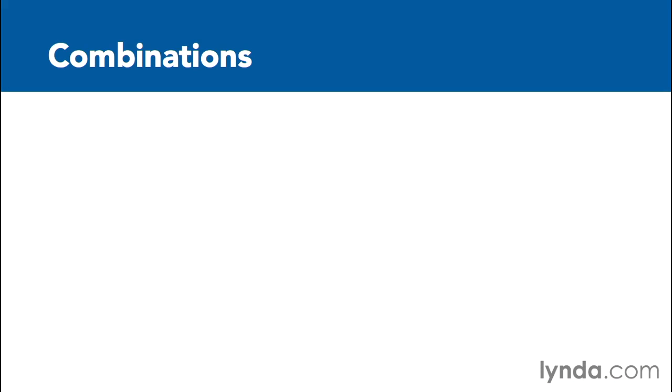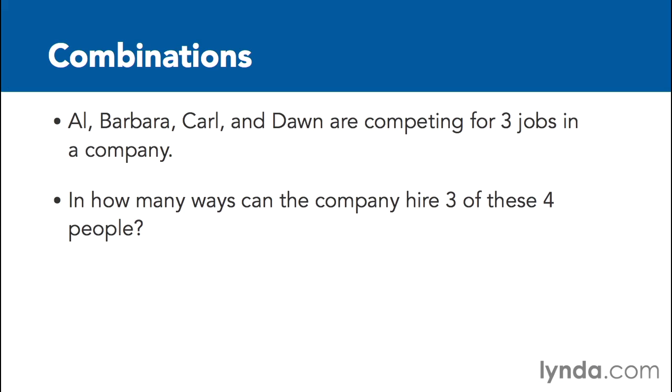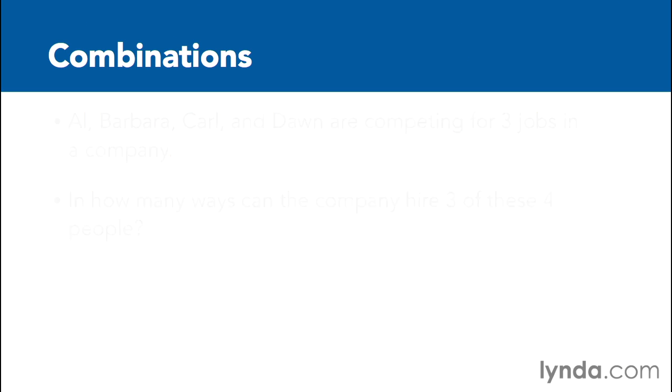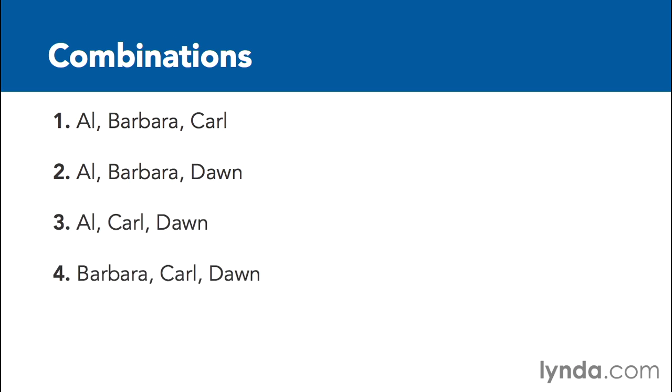Now, we can start applying factorials to combinations. Imagine that Al, Barbara, Carl, and Dawn are competing for 3 jobs in a company. And how many ways can the company hire 3 of these 4 people? When we talk about that, we're talking about combinations. Here are the possible combinations. Al, Barbara, and Carl, Al, Barbara, and Dawn, Al, Carl, and Dawn, and Barbara, Carl, and Dawn.